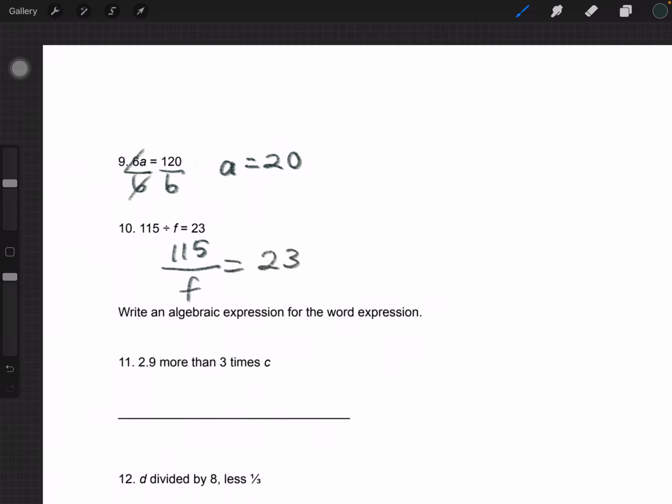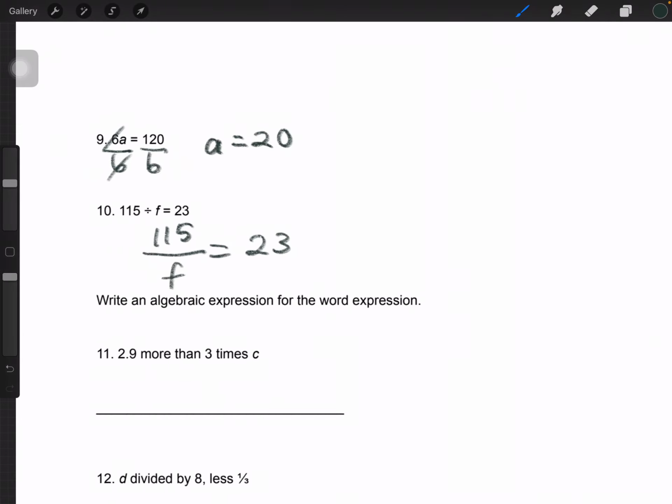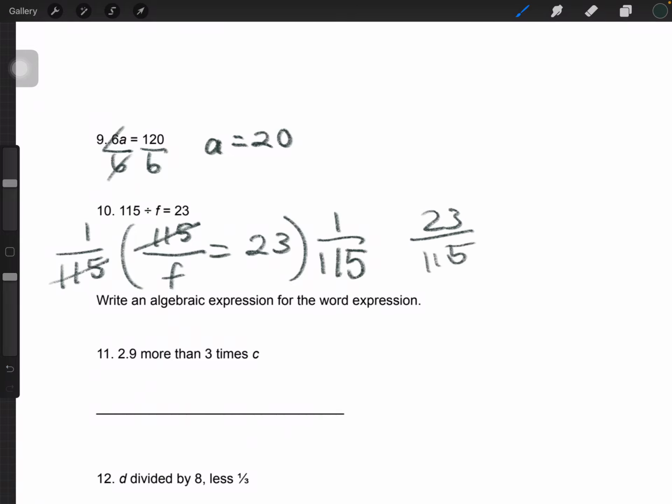All right. Now what you want to do here is multiply both sides by 1 over 115, which is the reciprocal of 115, so that these two cancel out, and what you get is 23 over 115.